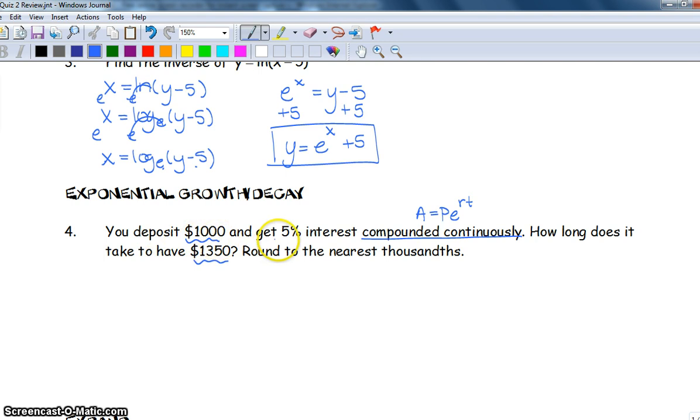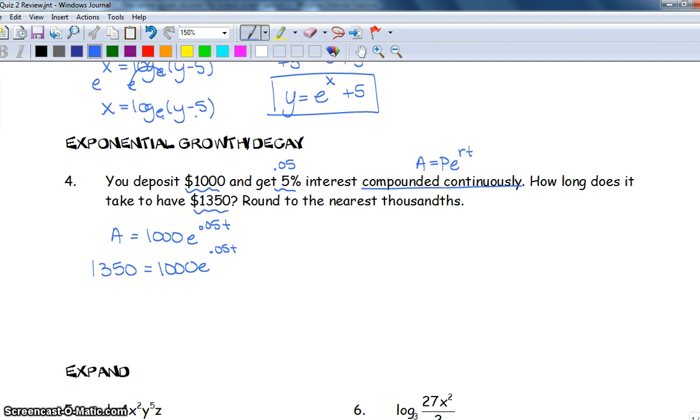So we are depositing $1,000. That's our P, our initial. E, our rate is 0.05. T. So we want to know when there's $1,350. That's representing our A value. And again, remember before, the only way we knew how to solve these was by graphing, but now you have to solve it algebraically. On your quiz tomorrow, you're not going to have the option of solving by graphing.